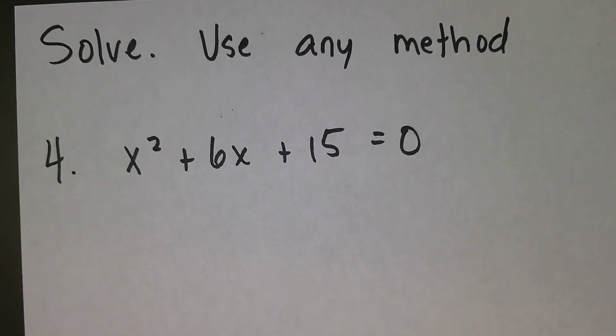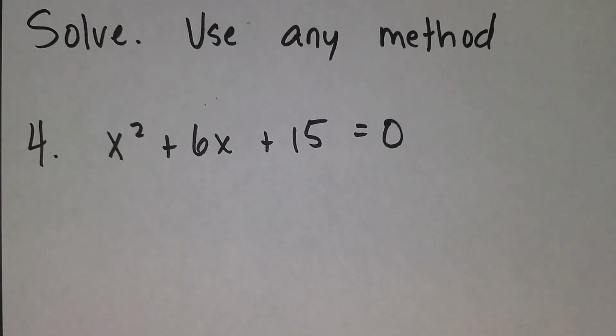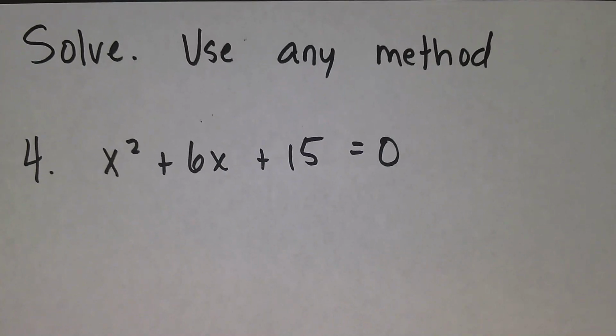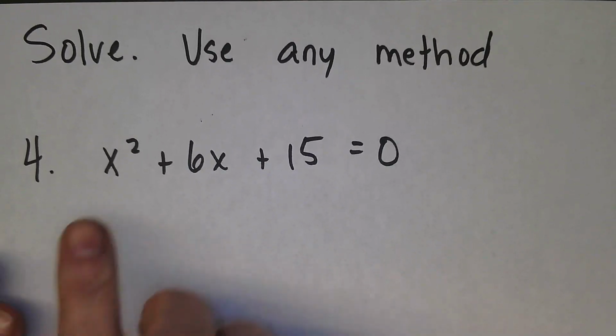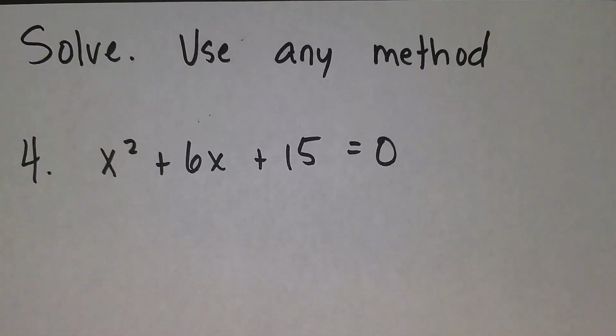We are looking to solve this quadratic equation, and we are told to use any method. So looking at this, I want to be strategic about what method I pick based on the type of equation I have. First off, it's in standard form. It's set equal to 0. That's great. I don't have to do a lot of movement.